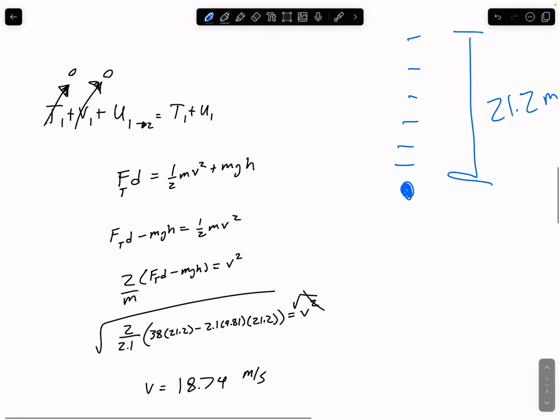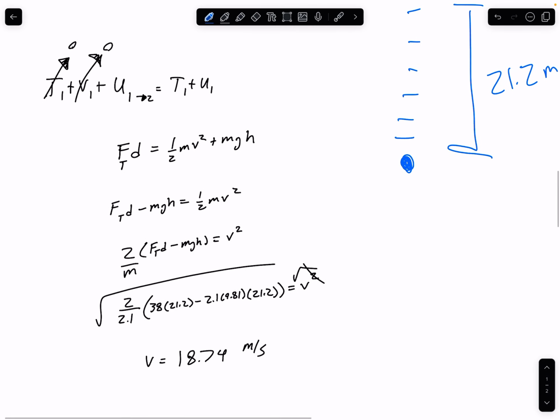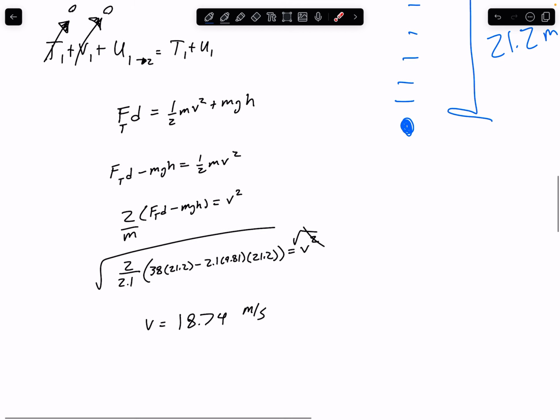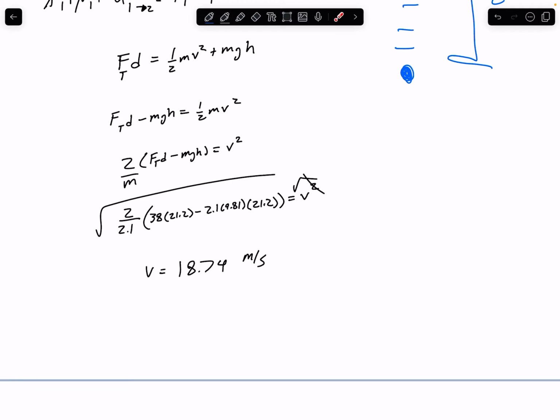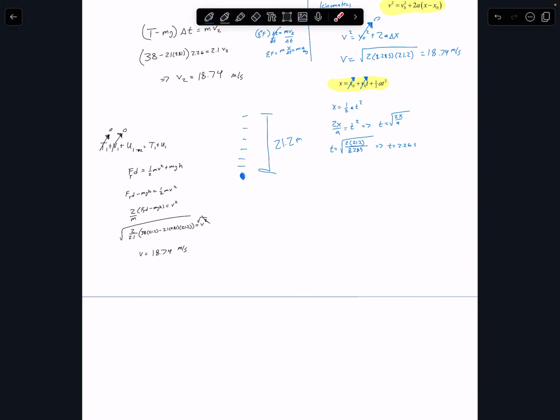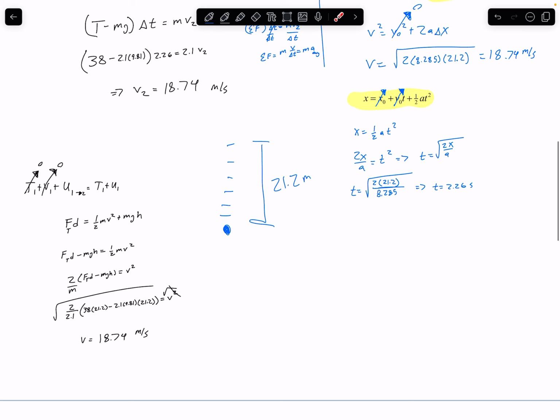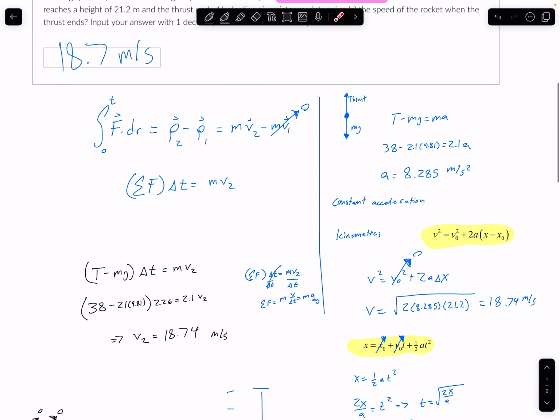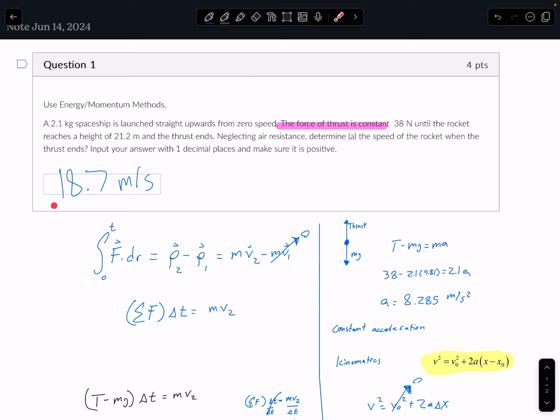We have the force of thrust times the distance that it travels, because that is, again, 21.2 meters. Then we have the mass, gravity, distance traveled, so we can determine work. And it should look fairly similar to up here, actually. And we get our final velocity, again, equal to 18.74 meters per second. So with sig figs, we get 18.7 meters per second.